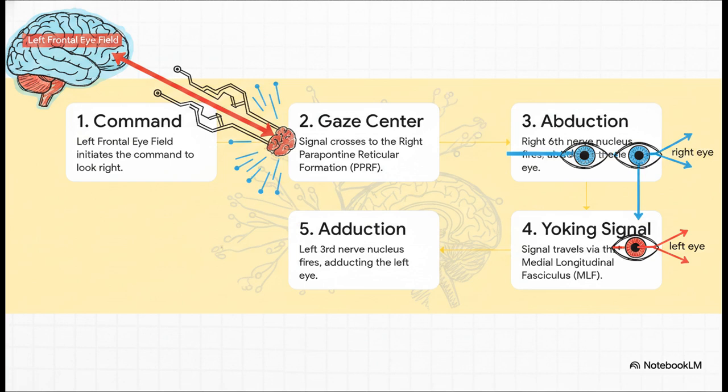But at the exact same time, a yoking signal has to travel up the left medial longitudinal fasciculus to tell the left third nerve nucleus to fire, which adducts the left eye. It's this beautiful coordination that keeps both eyes on target.